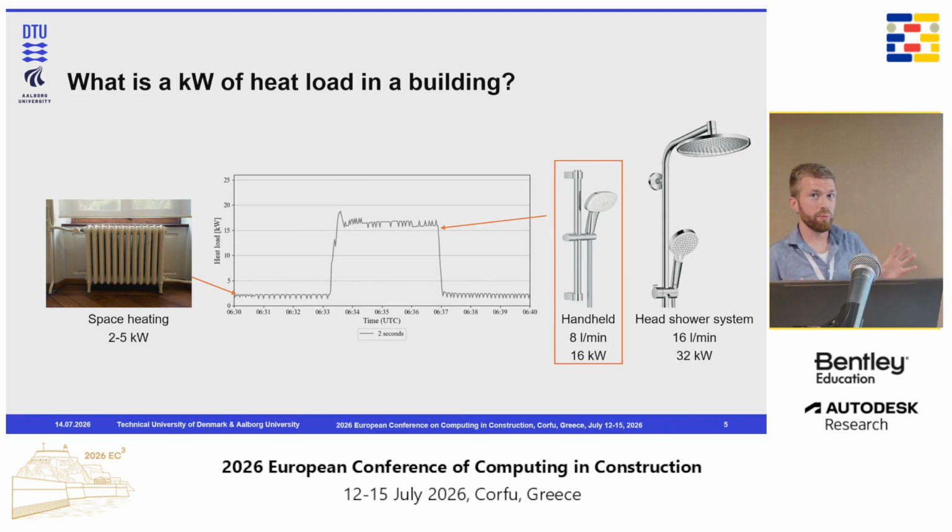So maybe you're not familiar with what a kilowatt of heat load in a building is, so I'll shortly explain. If you take a single family house, you see at the bottom there is a stable condition. That is what I call base load for space heating, between 2 and 5 kilowatt for a single family house. And then we go to shower. We either use a handheld shower, which uses around 8 liters per minute, or a head shower system, which uses around 6 liters. The increase you see in the middle is a shower. So that will increase this peak.